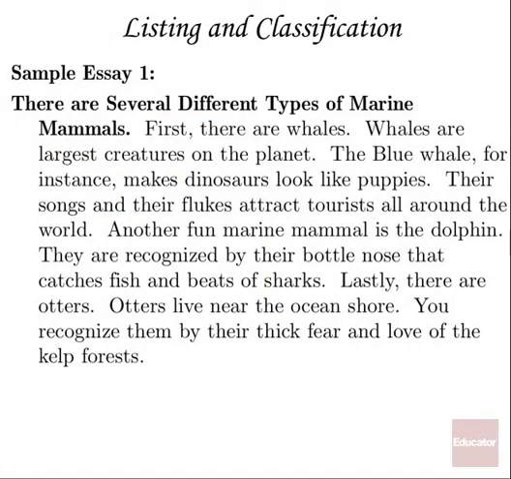Sample essay number 1. There are several different types of marine mammals. First, there are whales. Blue whale, for instance. Another fun marine mammal is a dolphin. Skimming along. Lastly, there are otters. So, just by looking at those keywords, I have found the first major supporting detail, the second major supporting detail, and the third major supporting detail. First, another, and lastly. All organized in a simple listing format.